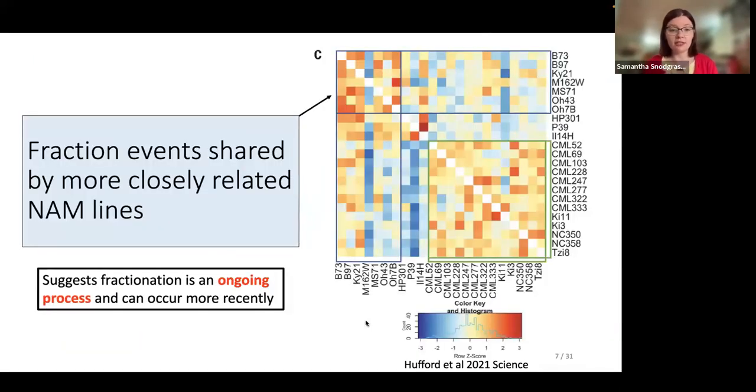And so she dug into this a little more and found pretty remarkably that fractionation events are more shared by more closely related lines. So here, if we compare our temperate NAM lines to our temperate NAM lines in this pairwise comparison, we see that they have much more sharing among them for the amount of fractionation that they share.